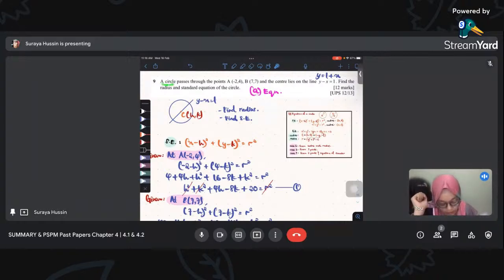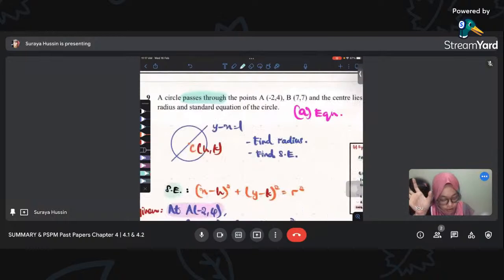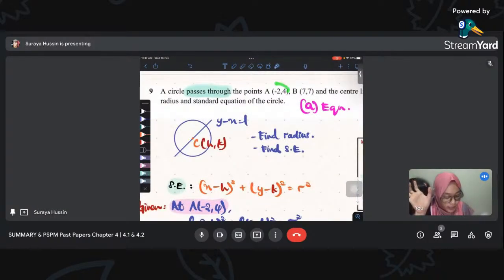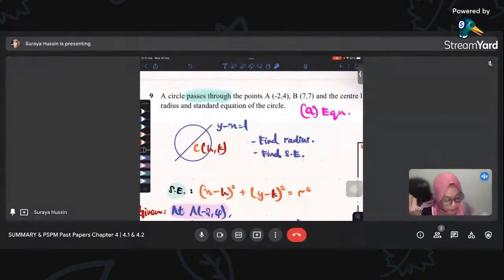A circle passes through. I think you all should highlight this word, passes through. Apa yang dimaksudkan passes through? Bila soalan tu cakap passes through, maksudnya you boleh masukkan point ini dan point ini, tak kisahlah berapa banyak point pun, usually 2 ataupun 3 point. You boleh masukkan point ini ke dalam equation of circle. Itu yang dimaksudkan passes through. It can be here or here or here. This is A or B, whatever it is. It could be anywhere around the circle.